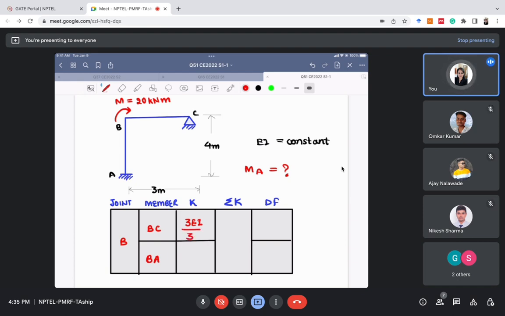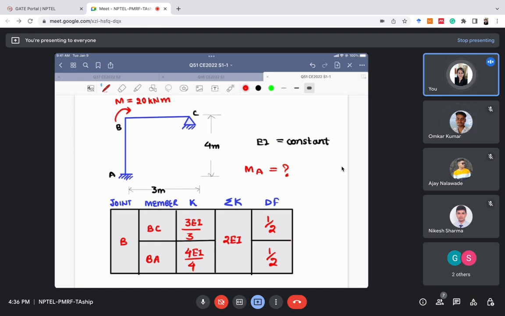And what will be the member stiffness of member BA? The stiffness of BA will be equal to 4EI/L. Why 4? Because the far end is fixed. So in this type of problem, you only need to consider whether the far end is fixed or hinged. The sum of the stiffnesses will be equal to 2EI, right? The distribution factor will be equal to 1/2 and 1/2.